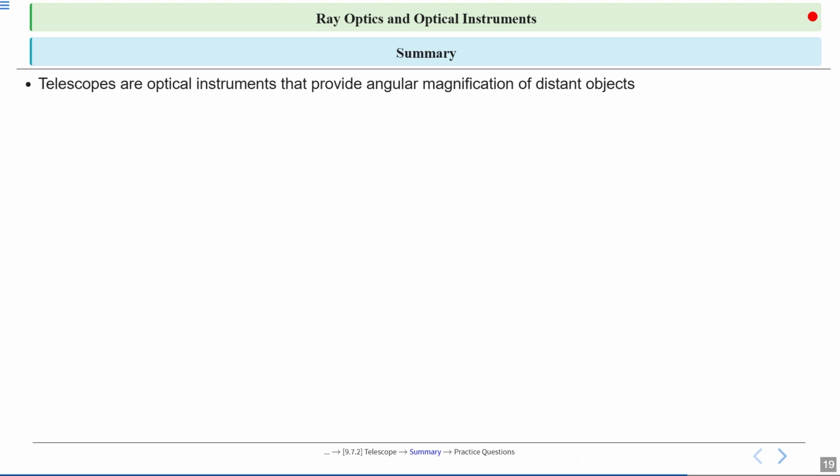So let's see the summary. A telescope is an optical device that brings distant objects closer to our eye. Let's dive into the types of telescopes. There are two main types of telescopes: refracting telescopes, which use lenses, and reflecting telescopes, which use mirrors. Understanding the difference between these two is crucial as it affects how they gather and focus light.